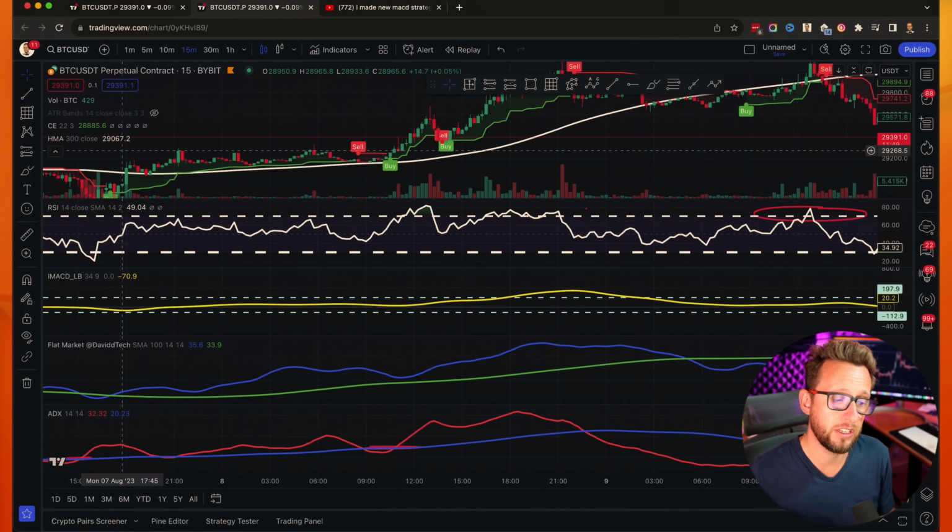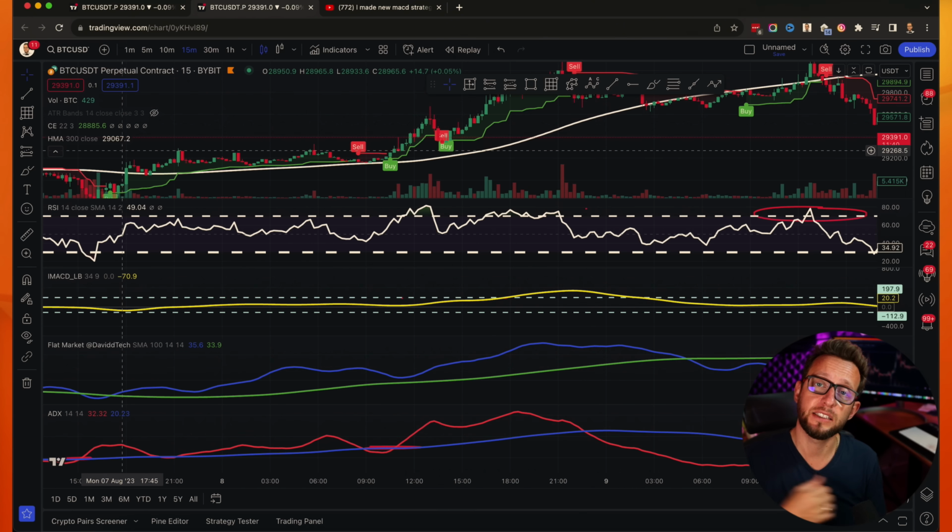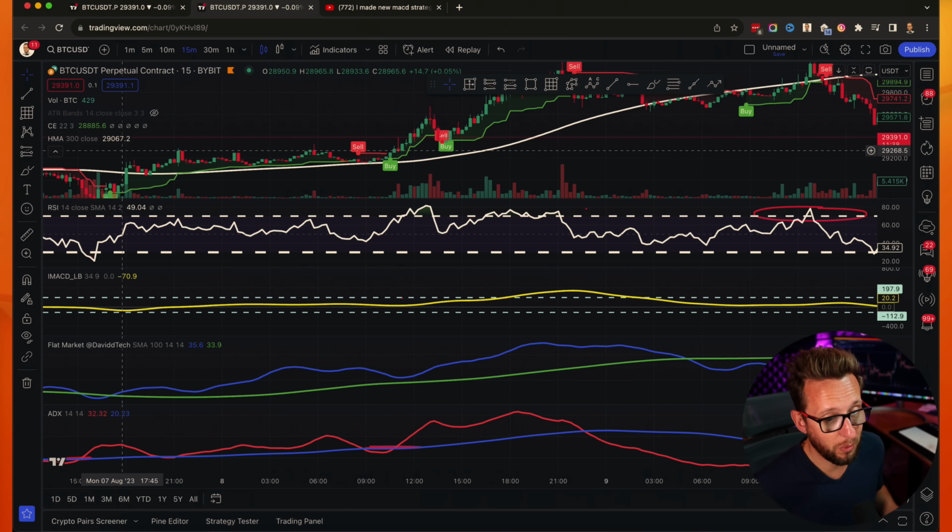Let's go through a couple of entries together, as there are quite a few indicators on the chart. At the end, as always, I will code this so you won't have to worry about all of these entries and things like that. Right, okay, let's go.